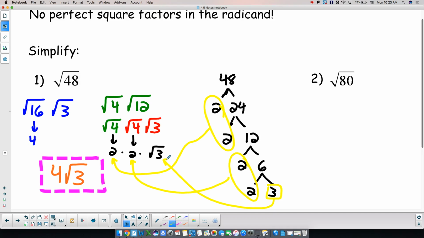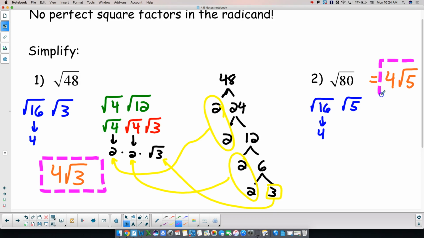What I'd like you to do now is simplify the square root of 80. Ideally, you saw that the square root of 80 is the square root of 16 times the square root of 5, and the square root of 16 is 4. So here you should have gotten that this is 4 times the square root of 5. Maybe you did it the green method. Maybe you did it the black method.